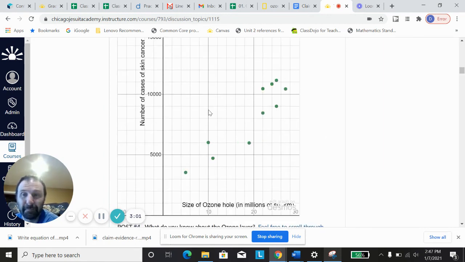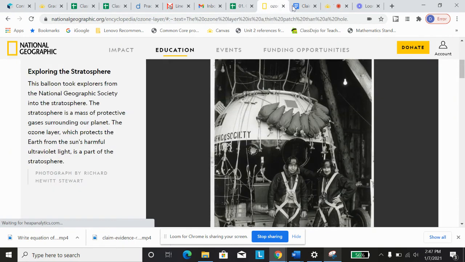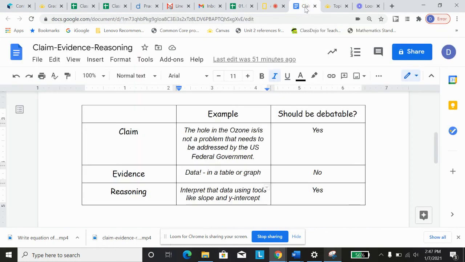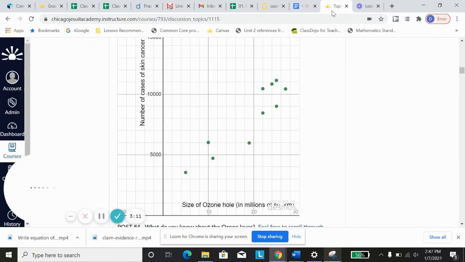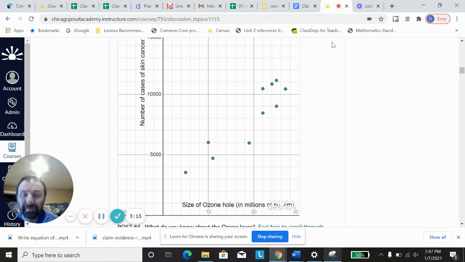So again, we're looking at the ozone and we're deciding whether or not it's a big enough problem the government should do something about it. And we're going to use slope and y-intercept to help us understand and interpret that data so we can decide if we're going to push the U.S. government to do something about it or not.